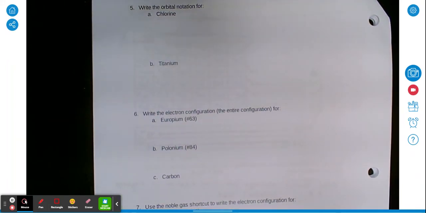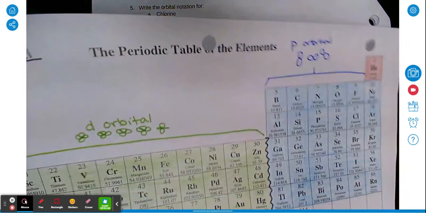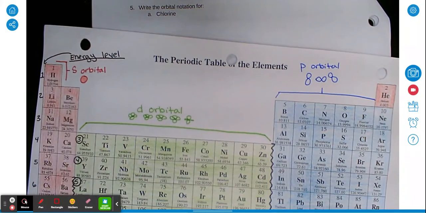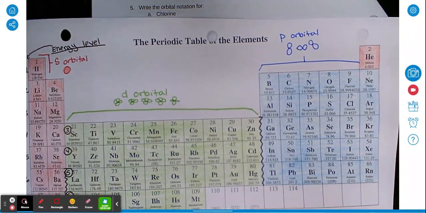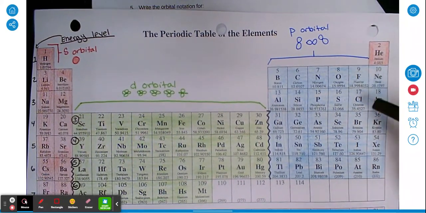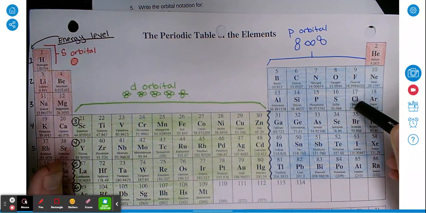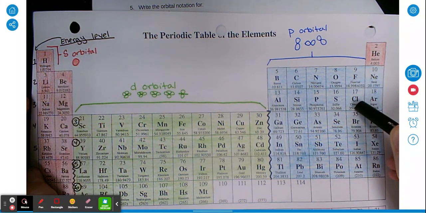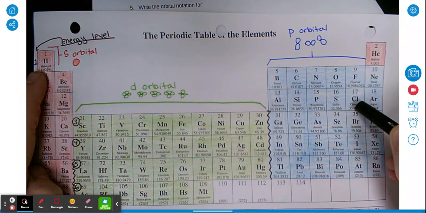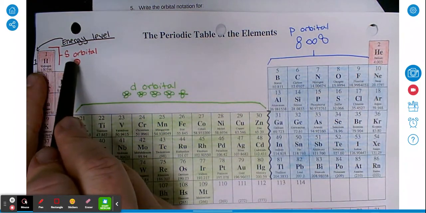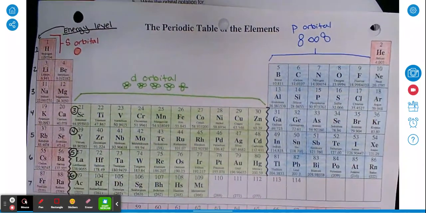Now, the actual orbital notation. Now, orbital notation, remember, is the longhand. So the arrows and the lines and everything like that. That's why you have a lot of room here. So the first one we're going to do is write an orbital notation for chlorine. So chlorine is element 17, so I need to place 17 electrons. I'm going to start in energy level 1. 1s, and I have 2 electrons there, 1s2.